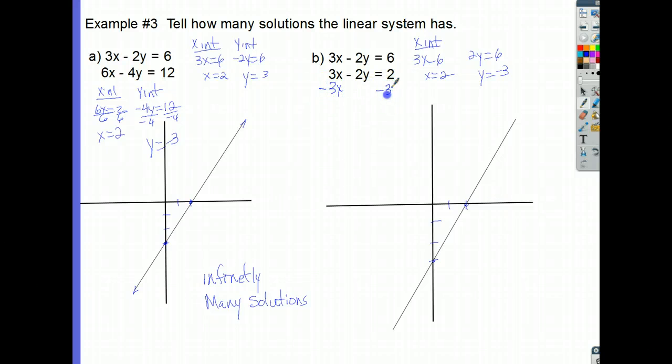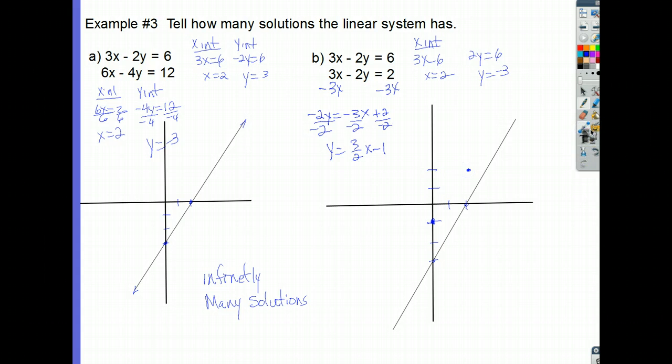Let's subtract 3x from both sides. We have negative 2y is equal to negative 3x plus 2. We divide everything by negative 2. And we get y is equal to 3 halves, negative divided by negative is positive, 3 halves x minus 1. Okay, because positive divided by negative is negative. 2 over 2 is 1. So this one crosses at negative 1, goes up 3, and over 2.